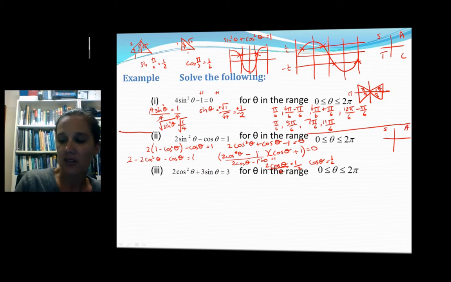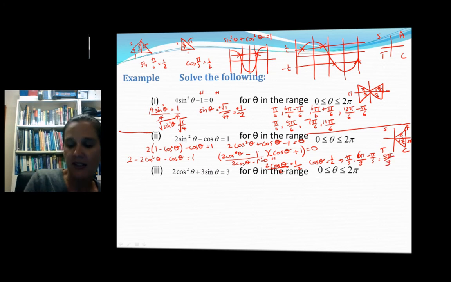If we do our all stations to central, so we look here in quadrant 1, cosine is positive, and in quadrant 4, cosine is positive. We put our pi on 3 in here, so our first value will be pi on 3. And our second value here will be 2 pi minus pi on 3. So working this one through, 6 pi on 3 minus pi on 3 will be 5 pi on 3. So there are 2 values that work for this 2 cosine of theta minus 1.